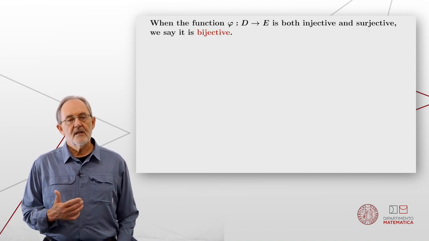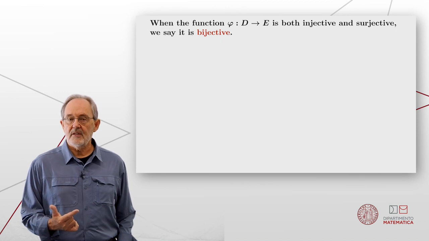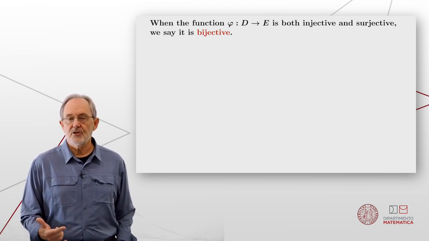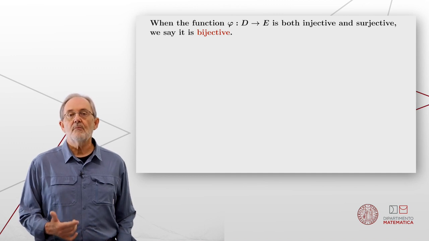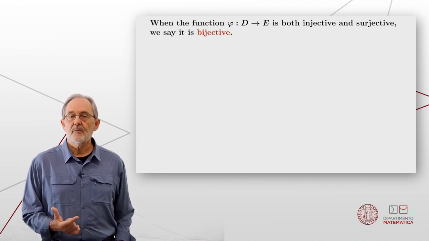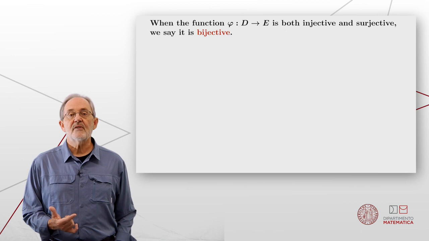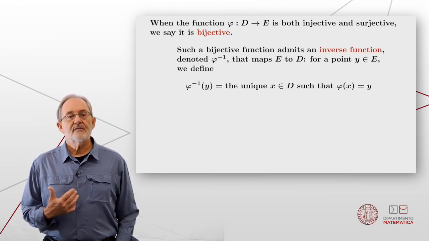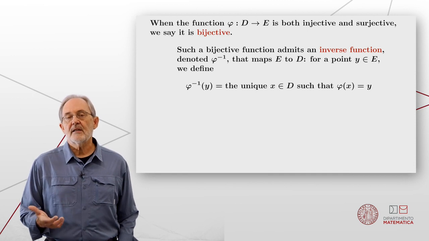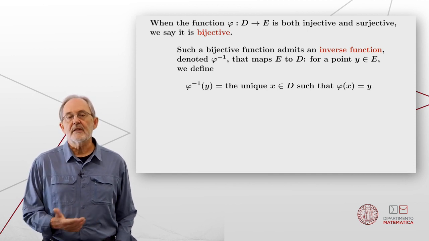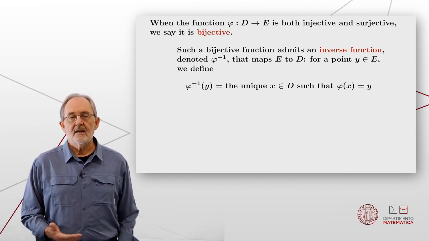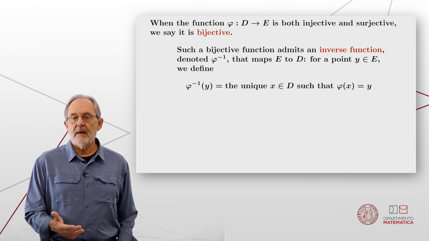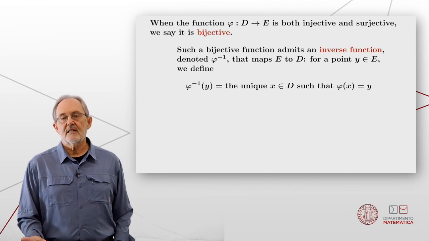Now, when the function phi has both properties that we've just described, it's injective and it's surjective, then we say it is bijective. And that's the property we need in order to be able to define what is called the inverse function. The function phi to the power minus 1, normally read phi inverse, is the function that maps in the opposite direction. It maps the set E back to the set D.